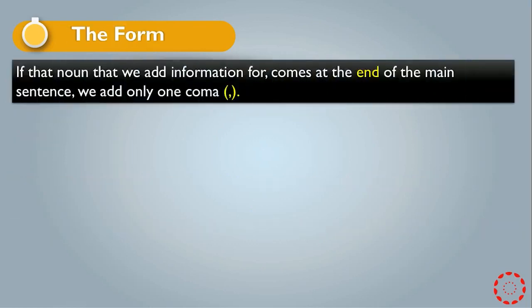We have another form. If that noun that we add information for comes at the end of the sentence, we add only one comma. The first one is, if it comes at the middle, at the main verb, we add two commas. But now, if that noun comes at the end of the main verb of the sentence, we add only one comma. So we have another rule.